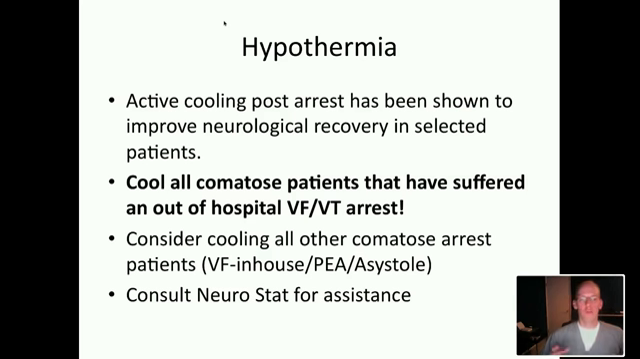So cool all comatose patients that have suffered an out-of-hospital VT or VFib arrest. This is the strongest recommendation. So an otherwise healthy patient on the outside has a VFib VT arrest, the best chance at neurological recovery is going to be cooling. You can consider cooling in all other comatose patients. So VFib in-house arrest, PEA, asystole, both in and out of hospital arrest. You can consider cooling in these patients. Once again, always in out of hospital VFib, VT, considering all the others.